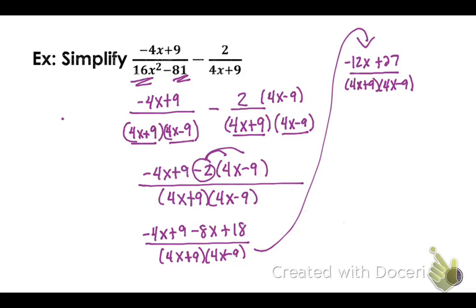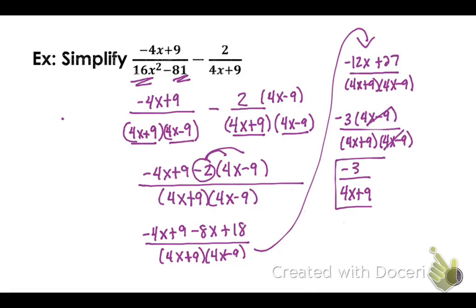The only way for us to reduce is if we factor the numerator. If I pull out the greatest common factor of negative 3, I'm left with 4x minus 9. In the denominator, I have a 4x plus 9 and a 4x minus 9. Now that I factored the top, I can reduce this to become negative 3 over 4x plus 9. And that's my final answer.